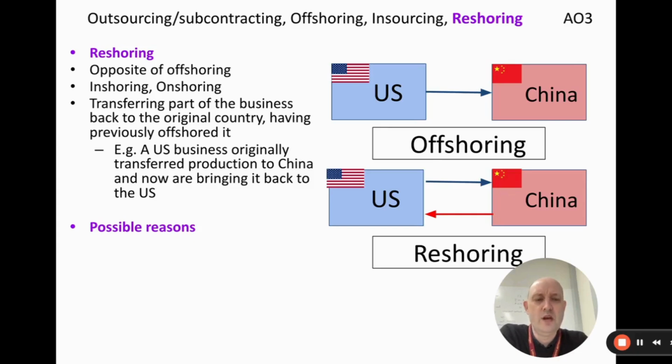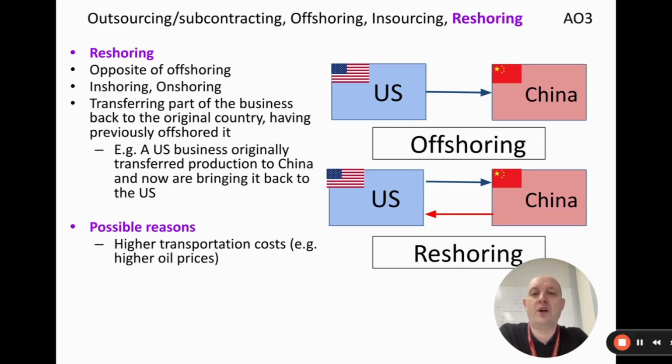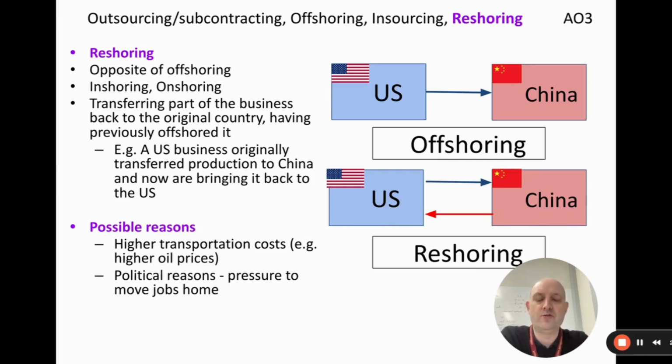So what are possible reasons for this? Well, the possible reasons might be the opposite of offshoring that we did in video 1. Specifically, they might be things like higher transportation costs. One of the reasons that some US businesses are doing this is because the price of oil has gone up a lot in the last few years, so transportation costs are a lot higher. To get products back from China to the US, or wherever they're delivering them to, the actual costs are higher now. In many ways, it's actually cheaper to do it in the US, and then you avoid those transportation costs.